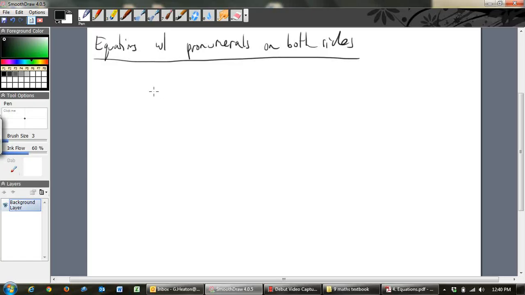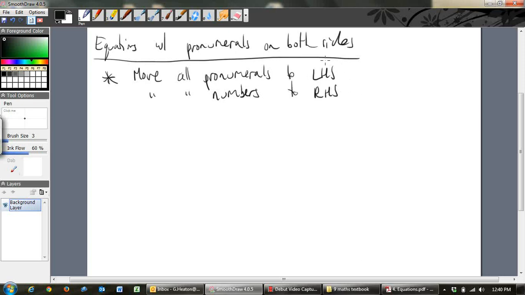So what we're talking about is, I'll just say something first. The thing to remember is to move all pronumerals to the left hand side, and then move all numbers to the right hand side. Okay, so that's my little tip, and I'll show you exactly what I mean.